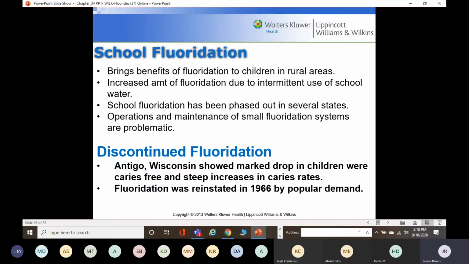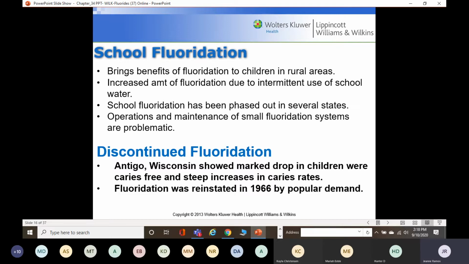So school fluoridation has been phased out in several states. I don't think it worked so well. Operations and maintenance of the small fluoridation systems are very problematic and probably way too expensive. So they discontinued fluoridation.